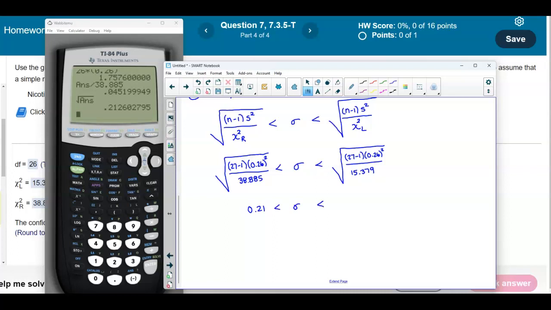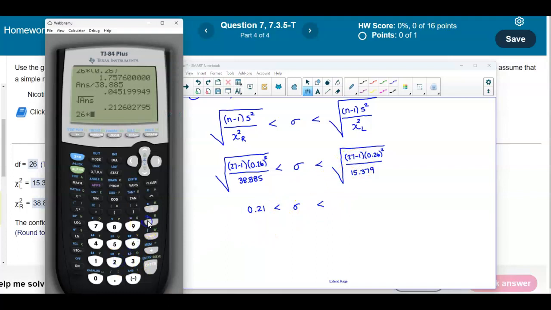Now we're going to do the same thing on the right side. We're going to evaluate inside the radical and then take the square root. So we have 27 minus 1 again, which is 26. Multiply it by the standard deviation of 0.26 squared. And then we're going to divide that by 15.379. And then we're going to take the square root of that answer. And then again, we're rounding that to 2 decimal places. So that becomes 0.34.